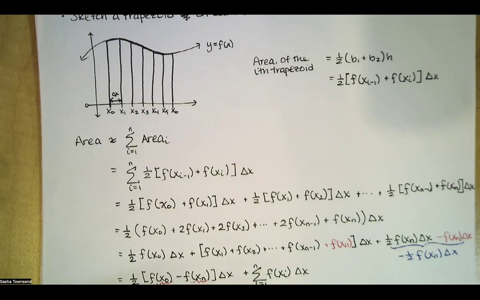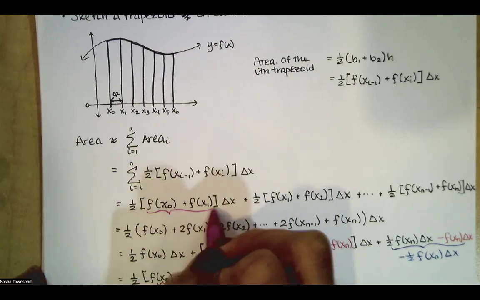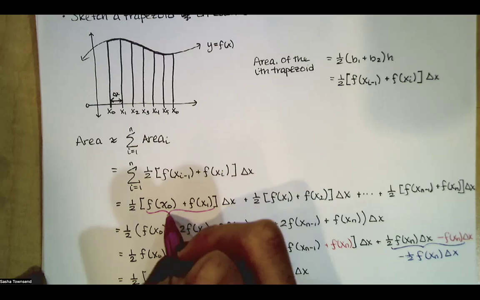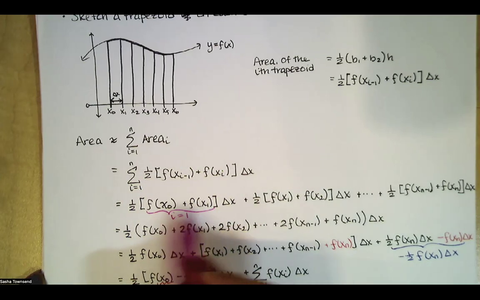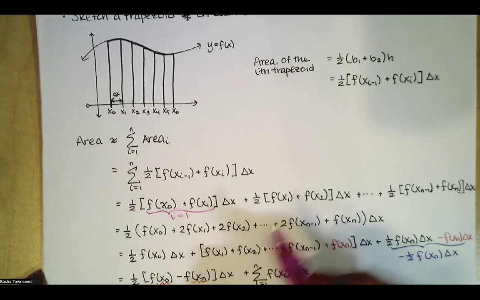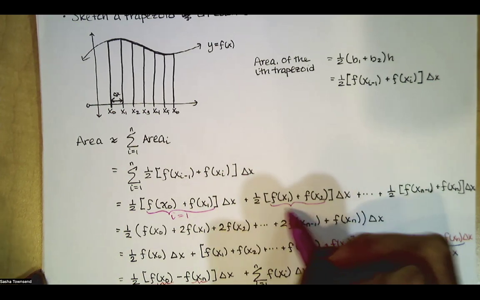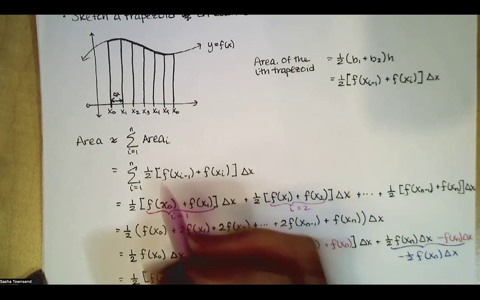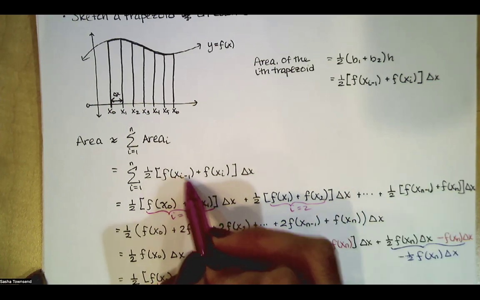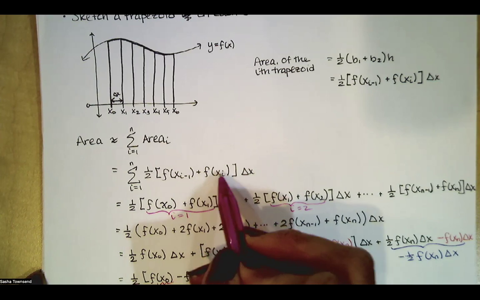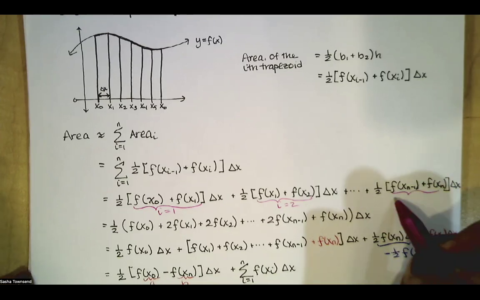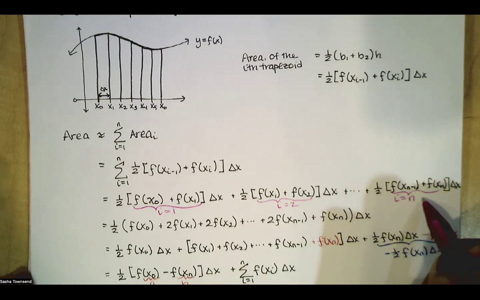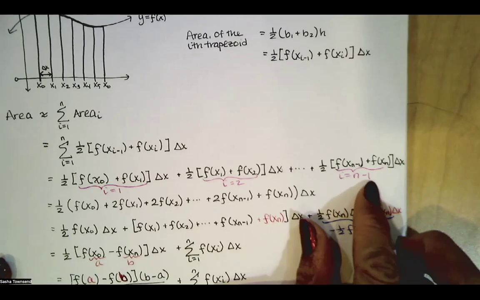When i equals 1, we get f of x naught plus f of x1, in these brackets, times 1/2 times the delta x. When i equals 2, we get f evaluated at x sub 2 minus 1, which is 1, plus f evaluated at x sub 2, so that's that. And in the last subinterval at i equals n minus 1, we've got this.